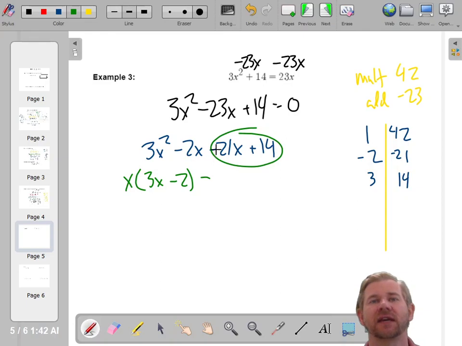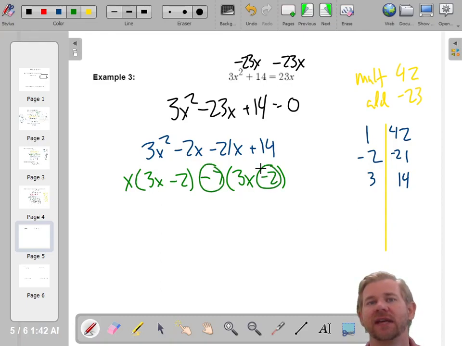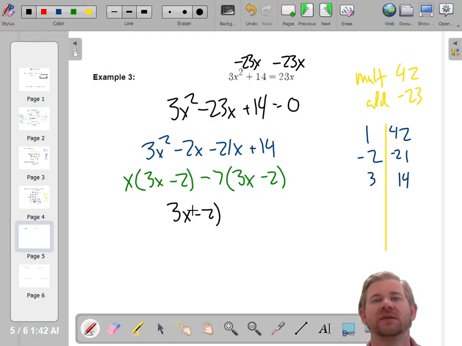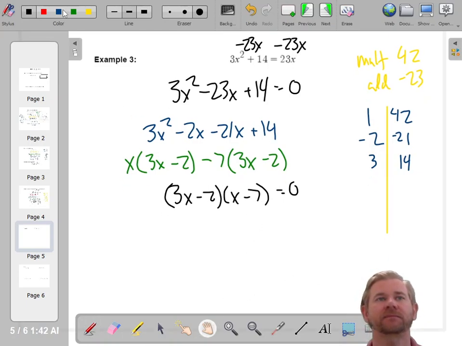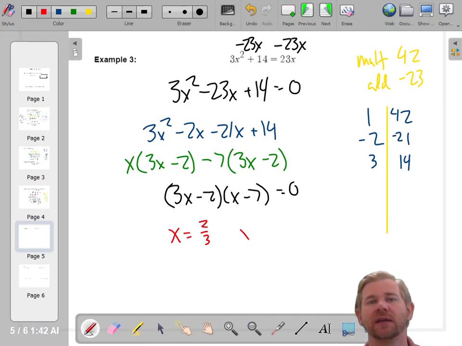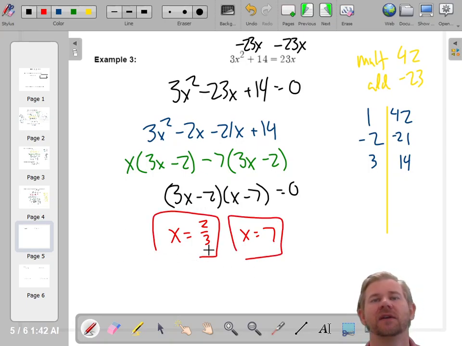The GCF of the second two, 21 and 14, are both multiples of 7. And this is a negative 7 because negative 7 times negative 2 is positive 14. So when you factor out that negative, just realize these signs are going to flip. Now I have 3x minus 2 and 1x minus 7 as my factors. So if this was an equation, you would add 2 and divide by 3. And here you would add 7. So 2/3 and positive 7 are your answers.